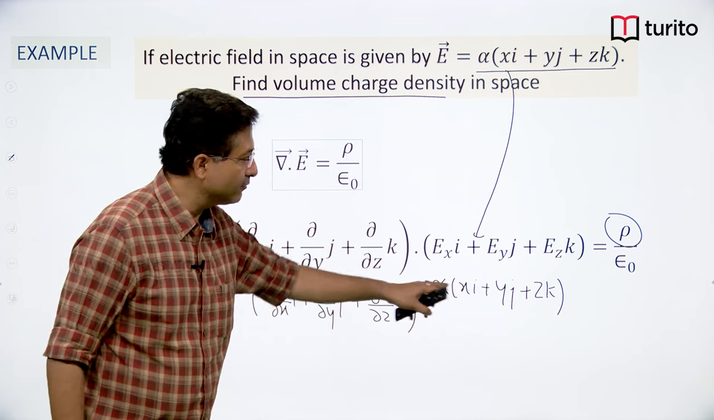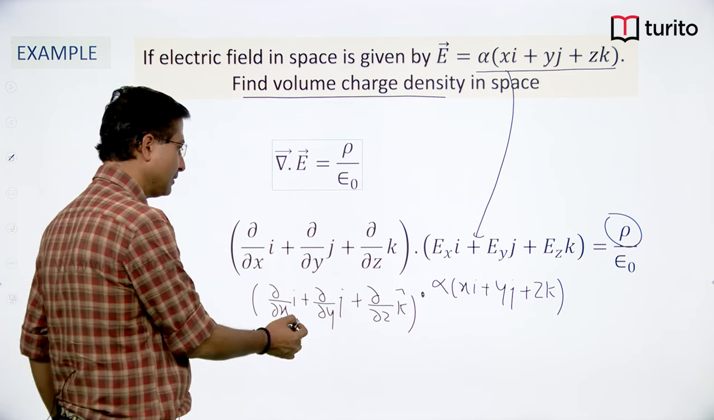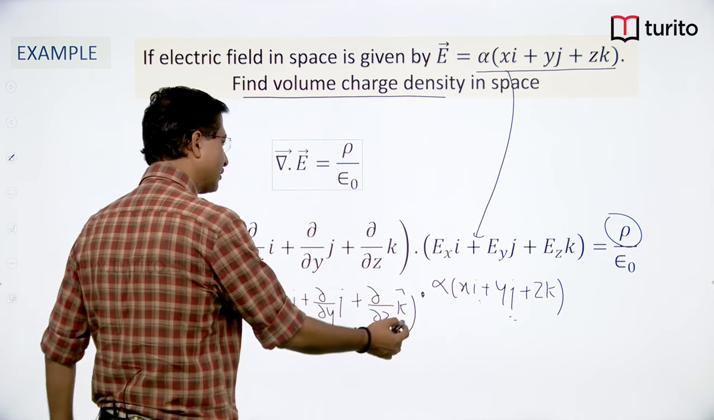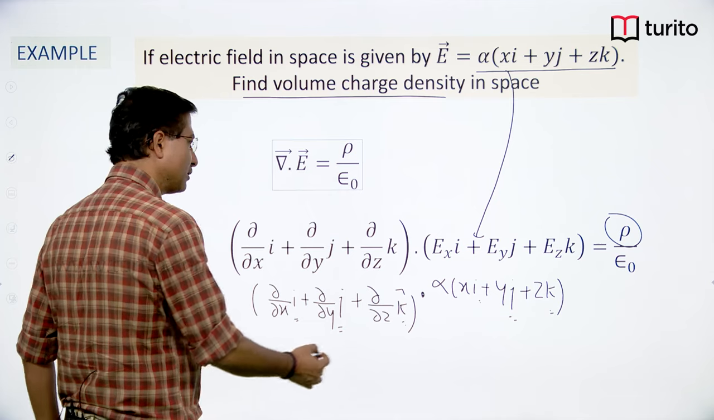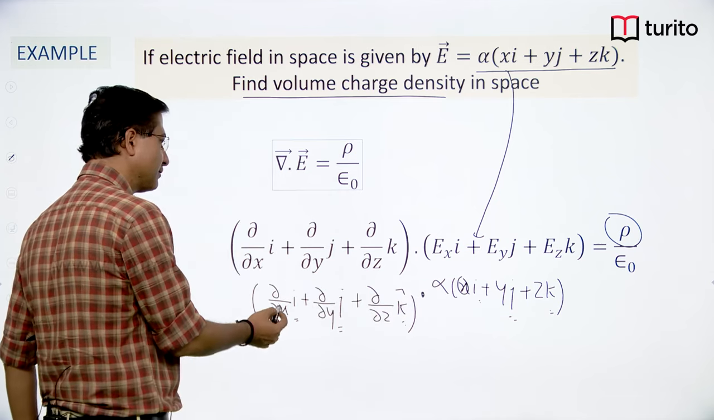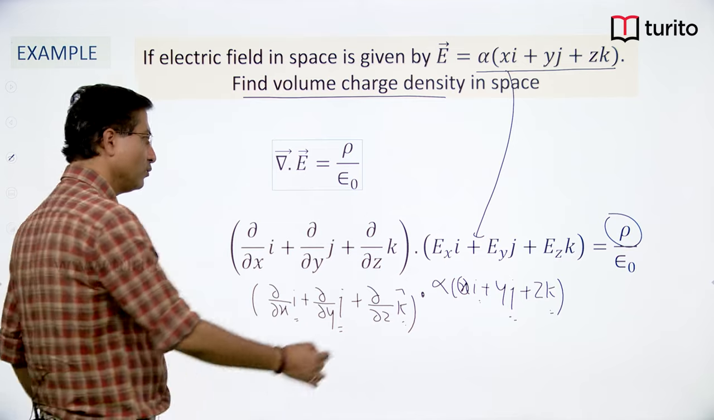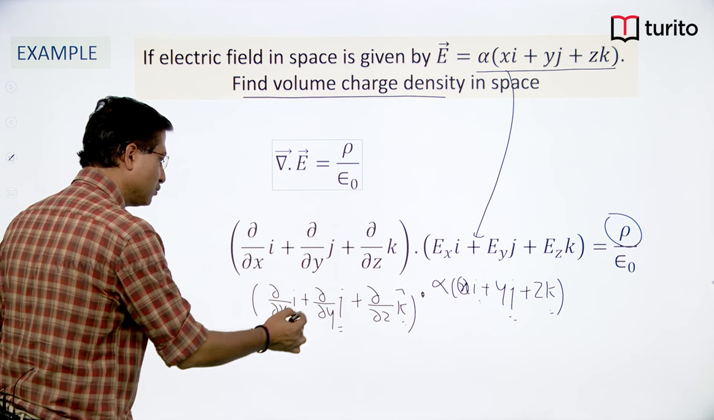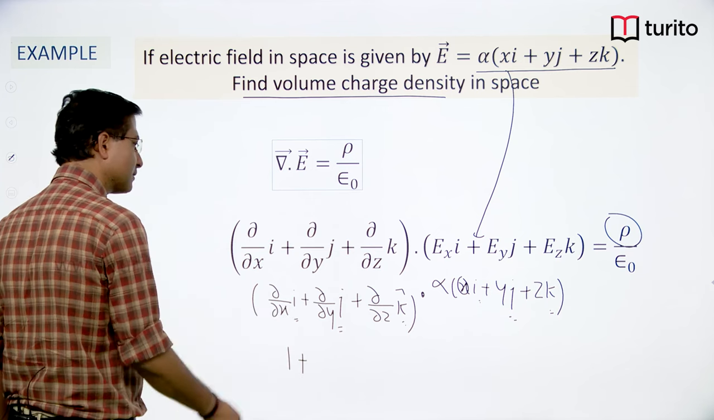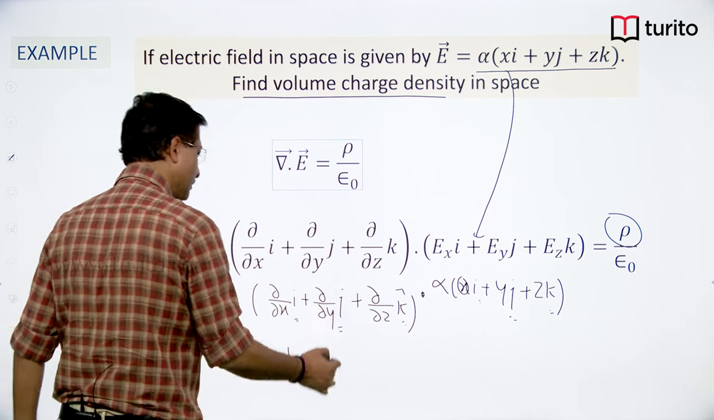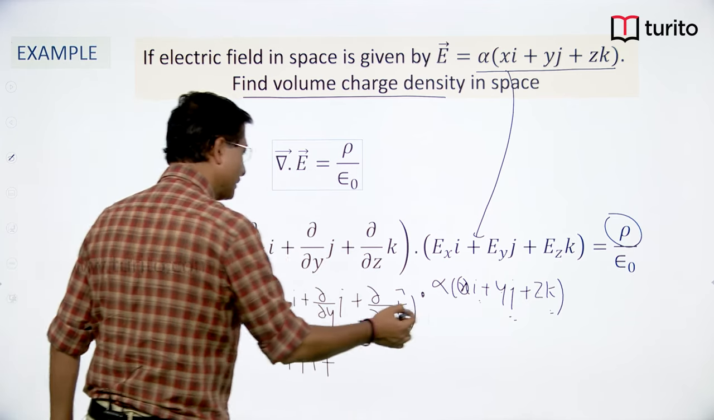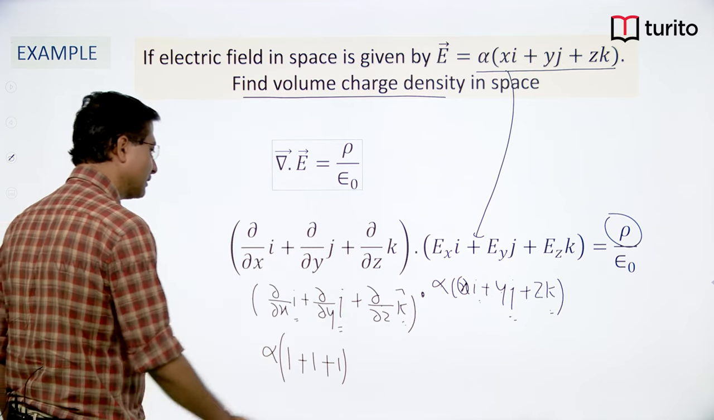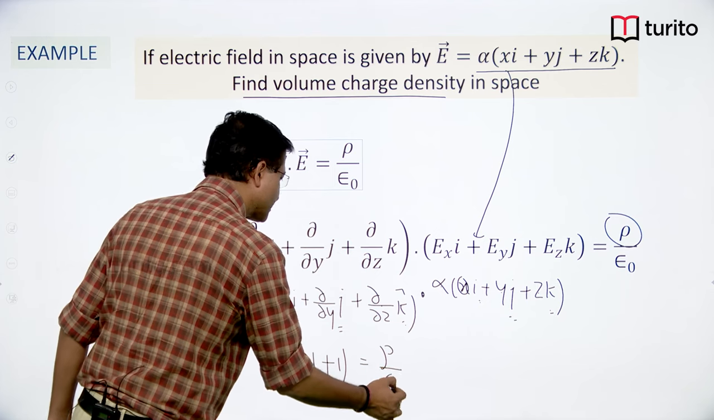so i dot i will give you 1, j dot j will give you 1 and k dot k will give you 1. And here you can see that this x you have to differentiate with respect to x. So, partial differentiation of x with respect to x will give you 1. So, you will get 1 over here plus, similarly for this one you will get 1, similarly for this one you will get 1, and this alpha I am taking out, alpha is outside, is equal to rho upon epsilon naught.